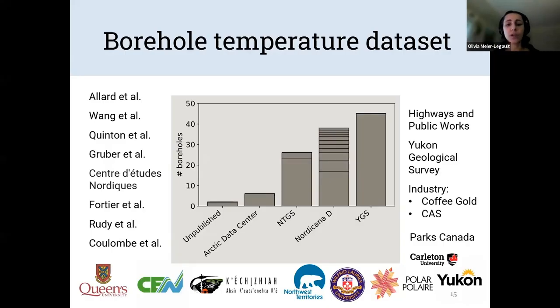So we were able to accumulate over 100 sites overall, and these are found on different servers. The Northwest Territories Geological Survey has an open publication database. The Yukon Geological Survey has one too. Nordicana is another great source of data here. And then, of course, there are a number of different publications within each of these servers that contribute to the total borehole temperature data set.